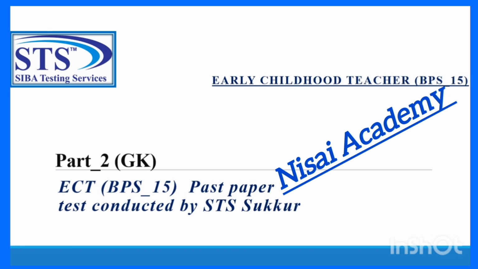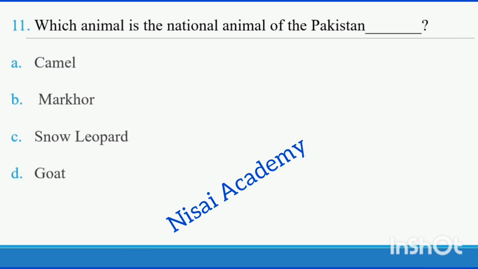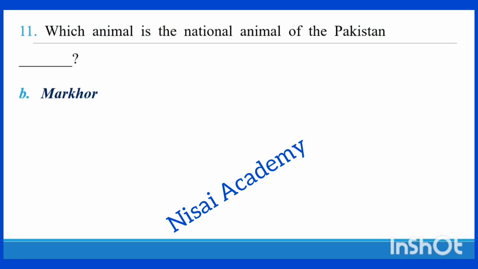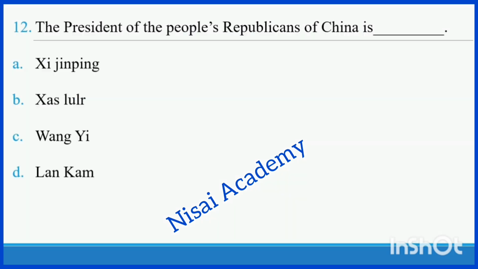Let's start MCQs of Part 2 General Knowledge. Question 11. Which animal is the national animal of Pakistan? Option A camel, option B markhor, option C snow leopard, option D goat. Markhor is the national animal of Pakistan. Right answer B markhor.